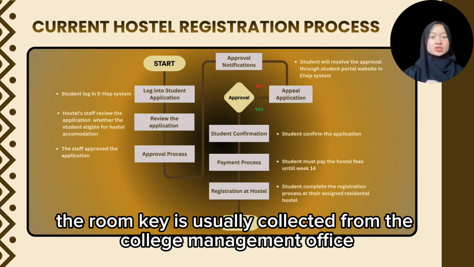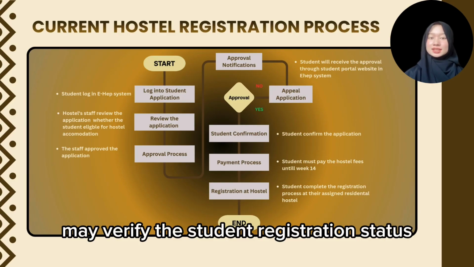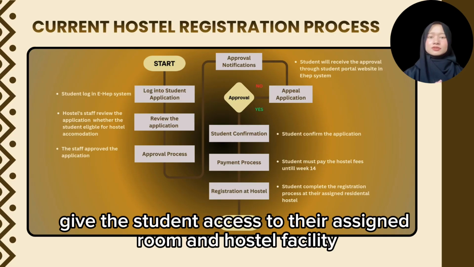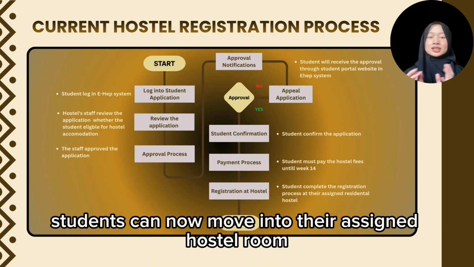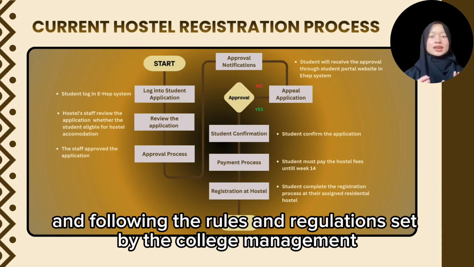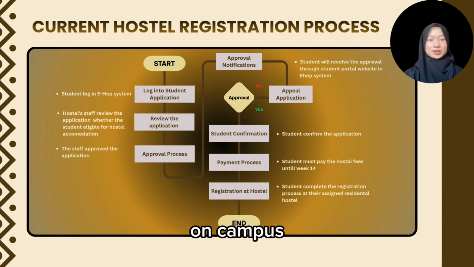The room key is usually collected from the college management office. Before receiving the key, staff may verify the student registration status to ensure that all requirements have been completed. Collecting the key gives the student access to their assigned room and hostel facility. The next step is moving. Students can now move into their assigned hostel room and they may arrange their things and follow the rules and regulations set by the college management. This stage marks the beginning of the student residential experience on campus.